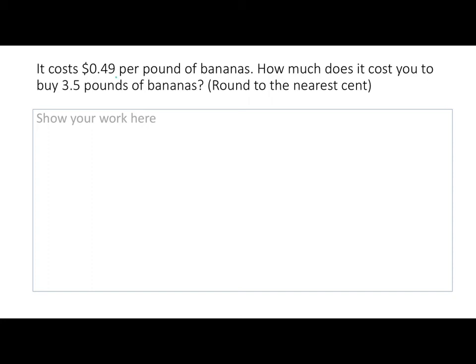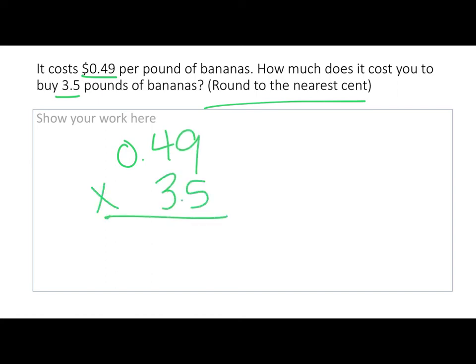It costs 49 cents per pound of bananas. How much does it cost you to buy 3.5 pounds of bananas? Round to the nearest cent. And we've talked about rounding, so make sure you remember that. Okay? So it is 0.49 cents for 3.5 pounds. 9 times 5 is 45. 5 times 4. Remember, you multiply up first and then across.